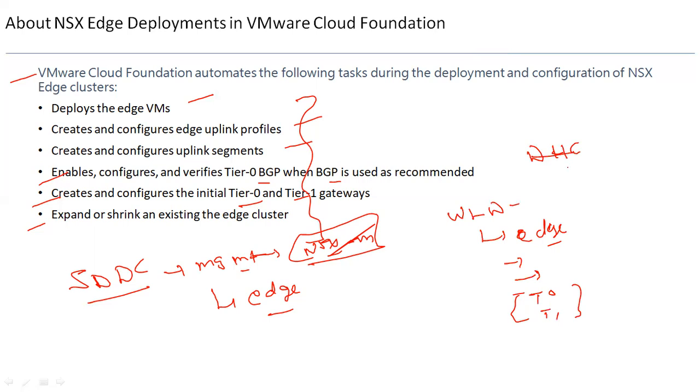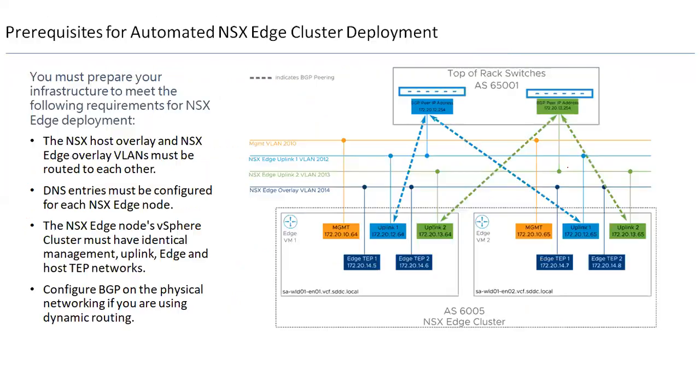So the primary goal is to describe here that it's an automated process through SDDC manager. From the prerequisite perspective, you could see edge 1 VM requires one management IP, one uplink 1 and uplink 2, and edge TEP IP addresses. So all these VLANs should be pre-configured. The TEP IP is the tunnel endpoint interface IP, which we refer to as edge.